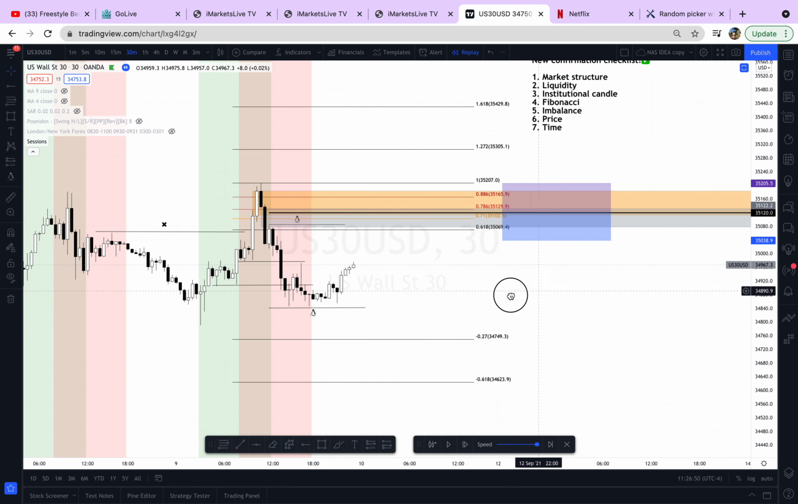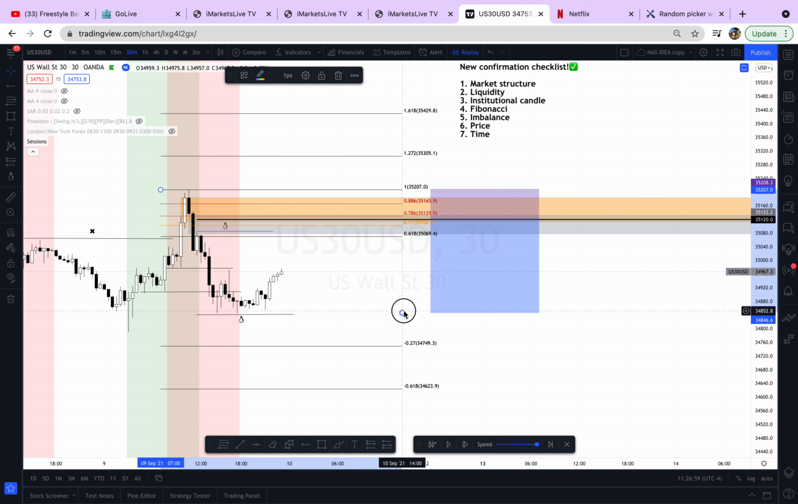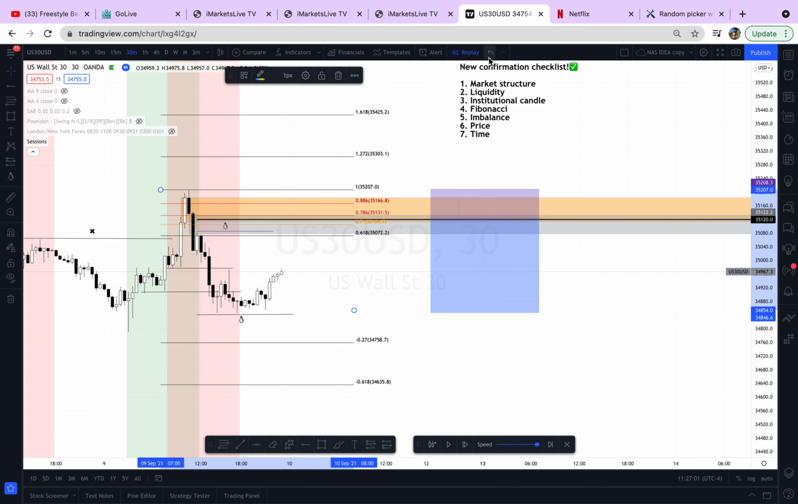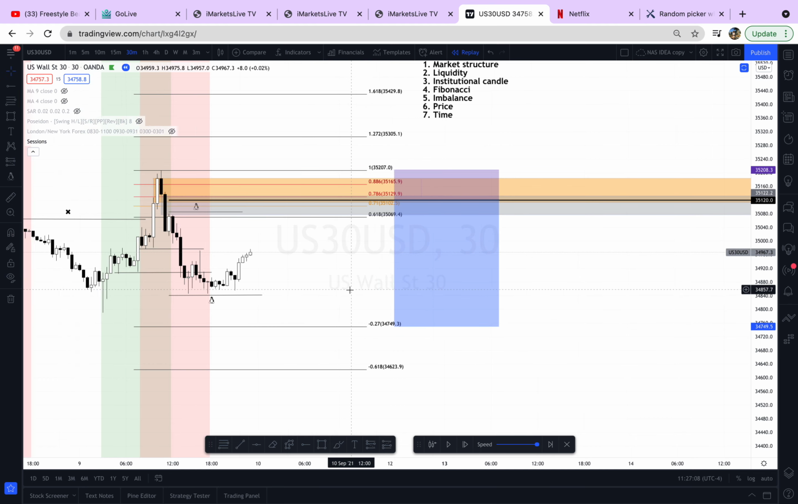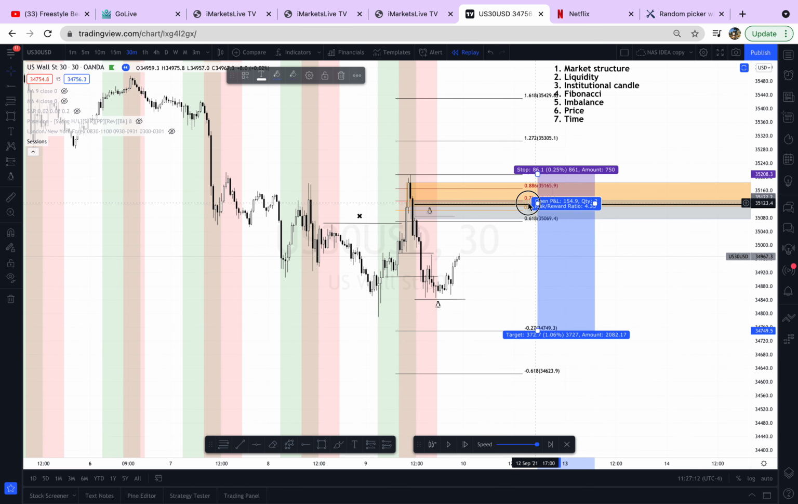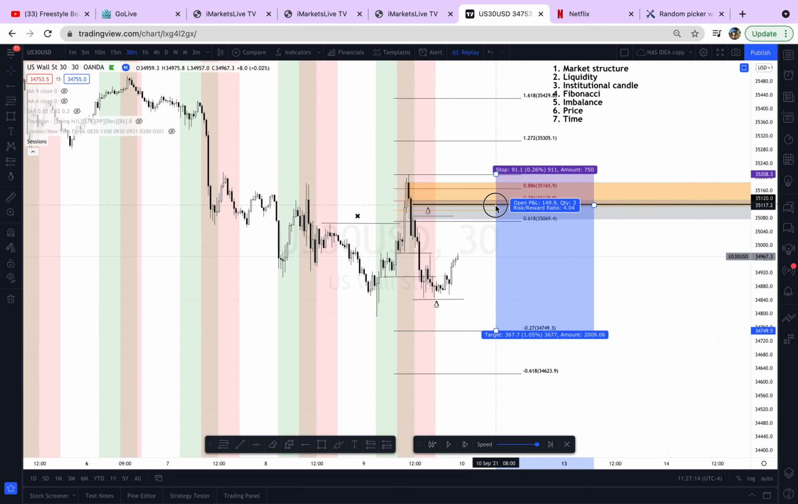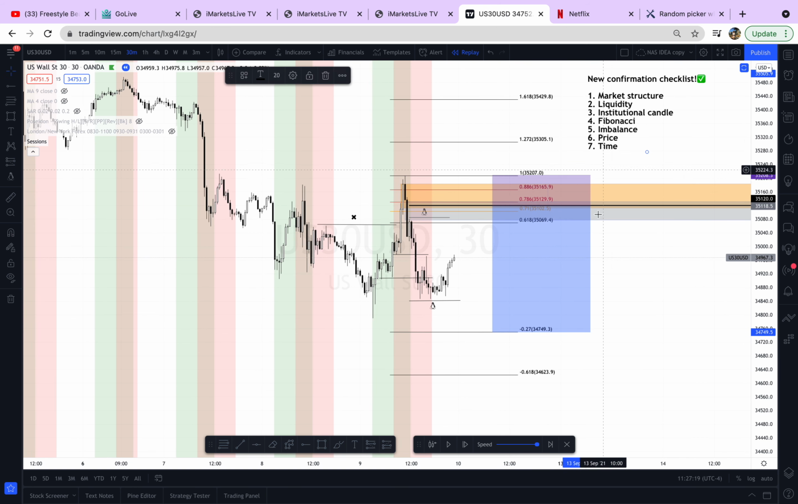Entry is going to be at this key level at 35,120 with my stops right at the high. Okay, I can target the lows here as a TP1, and then my TP2 is at my fib extension level, that negative 27%. So this is our trade setup here. Now all it is, is seeing how it plays out, seeing how incorporating this confirmation checklist plays out.